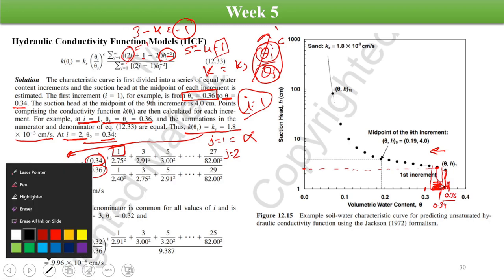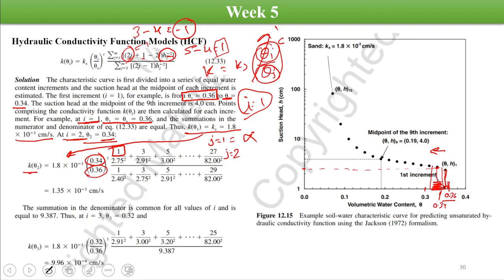H square. Okay, let's move to j is equal to 3. For j is equal to 3, what will happen? This 2j plus 1 minus 2i will be equal to 6 plus 1 minus 4. That's going to be 3.